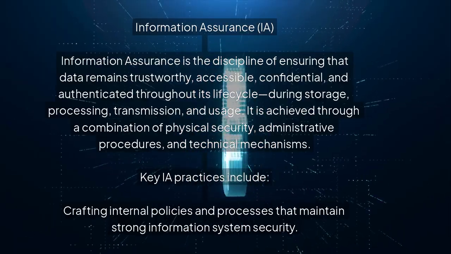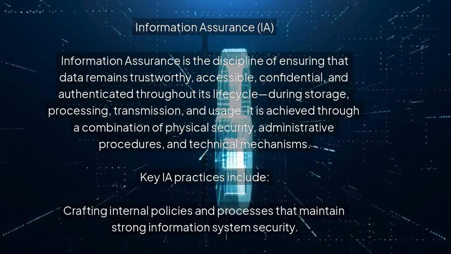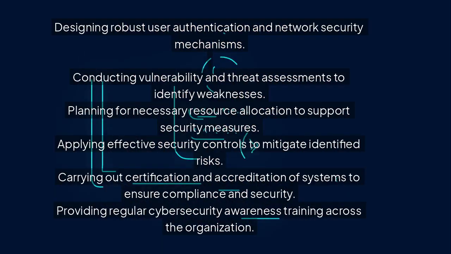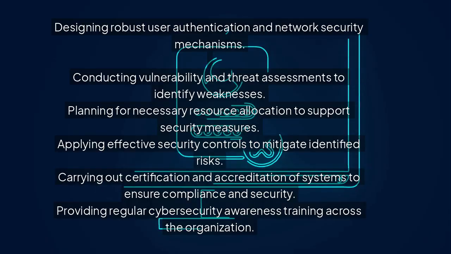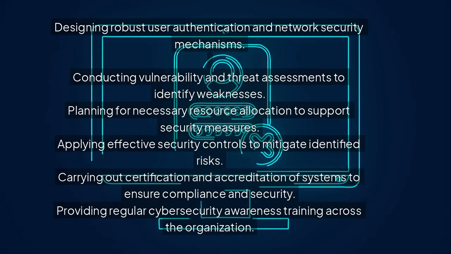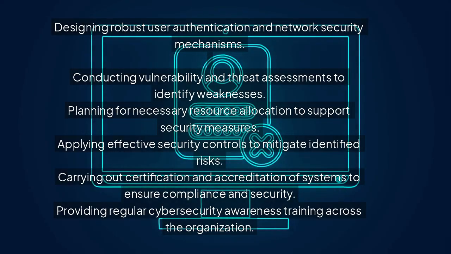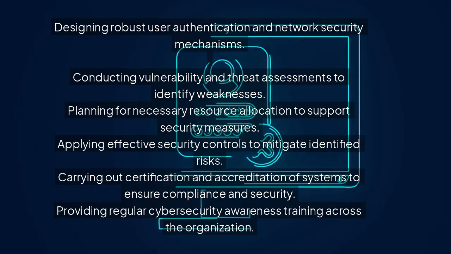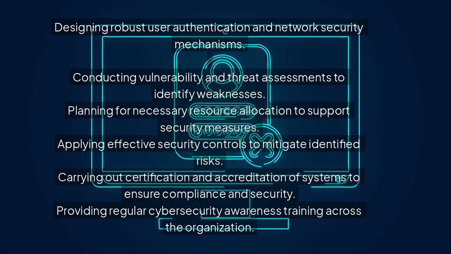Key EA practices include crafting internal policies and processes that maintain strong information system security, designing robust user authentication and network security mechanisms, conducting vulnerability and threat assessments to identify weaknesses, planning for necessary resource allocation to support security measures, applying effective security controls to mitigate identified risks, carrying out certification and accreditation of systems to ensure compliance and security, providing regular cybersecurity awareness training across the organization.